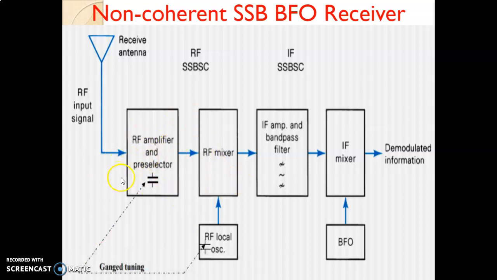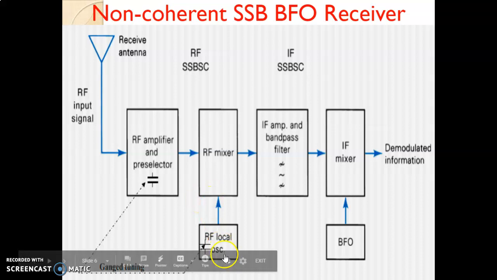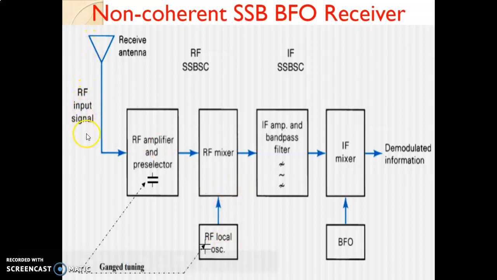The non-coherent receiver also works on the principle of super heterodyning, and remember that whenever we use the word super heterodyning, you should have a mixer and local oscillator pair in the receiver. So you again have a receiving antenna which will receive the RF input signal. Followed by that, in this diagram, the RF amplifier and preselector are combined in the same block. In the previous diagram, it was shown differently.